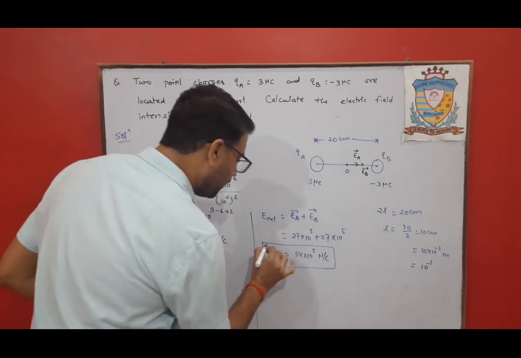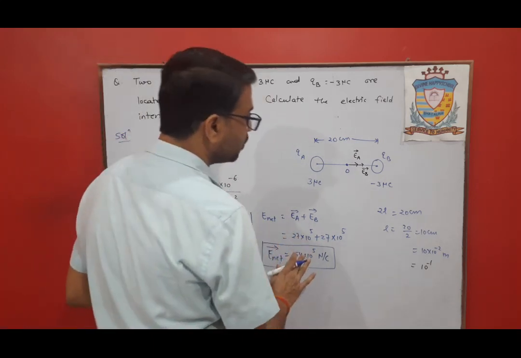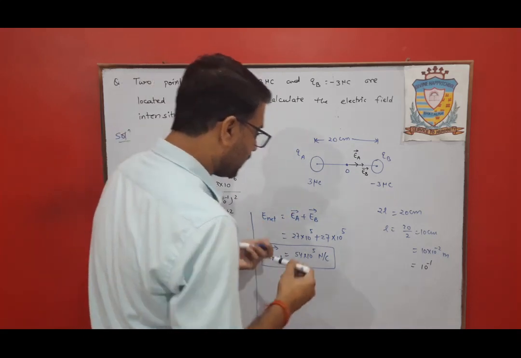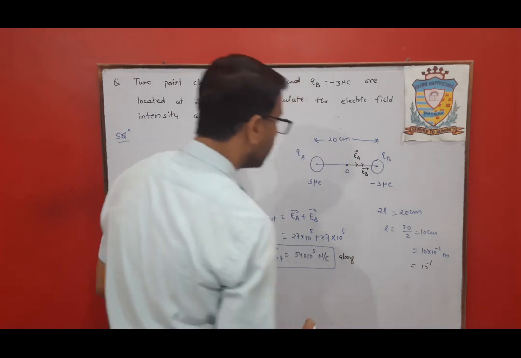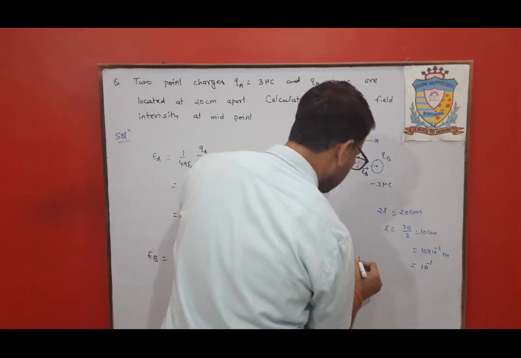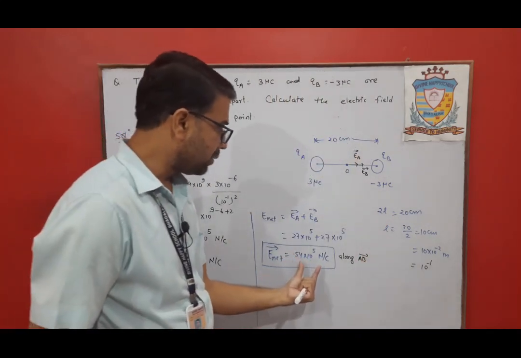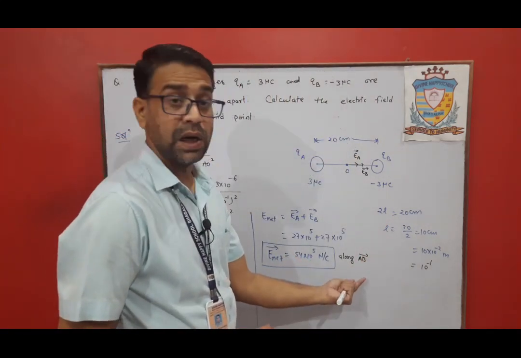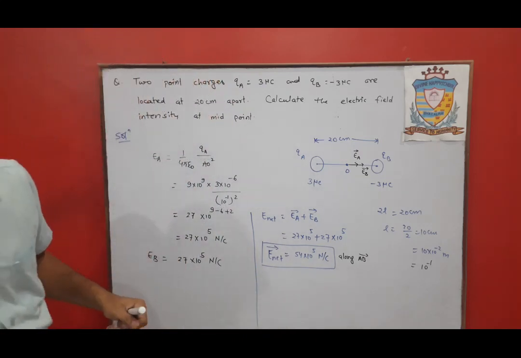or if we want to write it in vector form, this is the magnitude, and we put it along OB, or you can say along AB. So this will be the magnitude and this indicates the direction. Clear? Next.